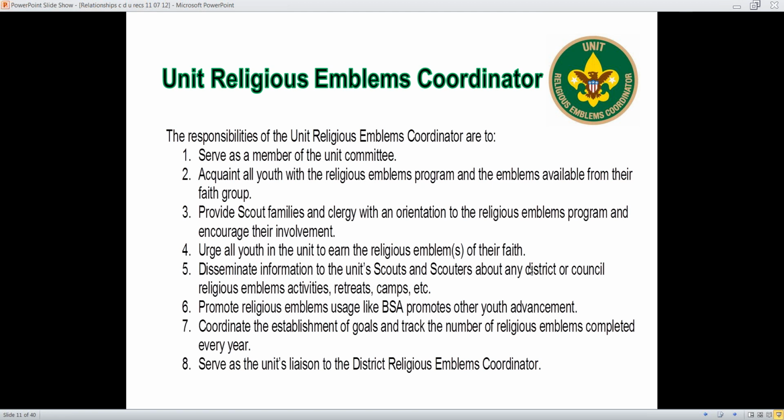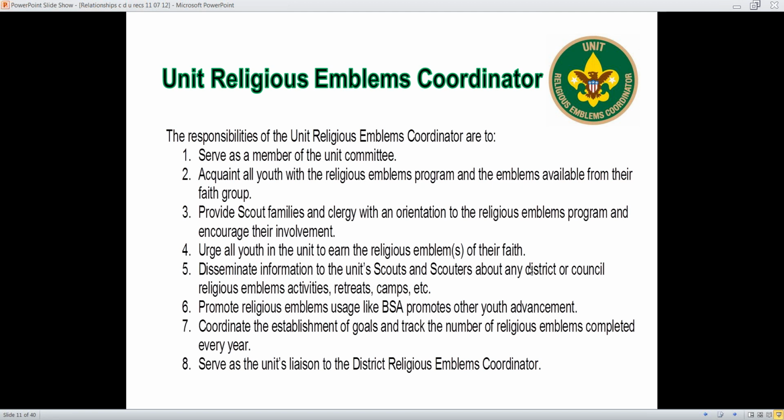But also to urge the youth in the unit to earn the religious emblems, to disseminate the information to the scouts and scouters about district or council opportunities, maybe religious emblems, camps, retreats, and so forth. I feel like this sounds like a promotion, and I suppose it is, that we will also have a couple of webinars in the first part of the year dealing specifically with how to prepare for and budget for and calendar and enlist some of these special activities.